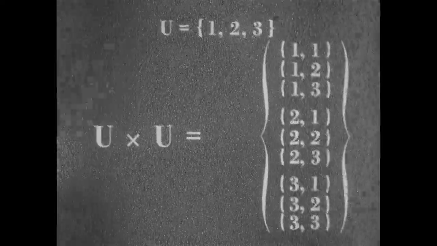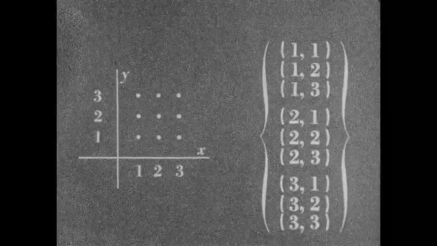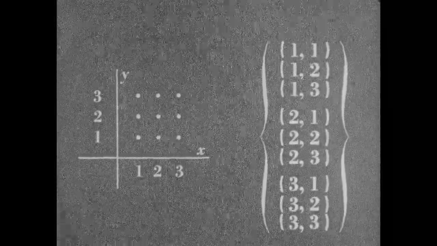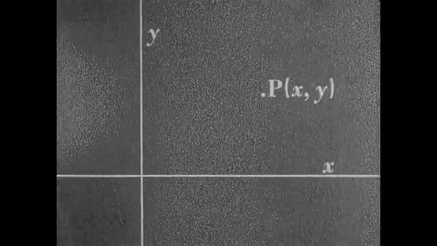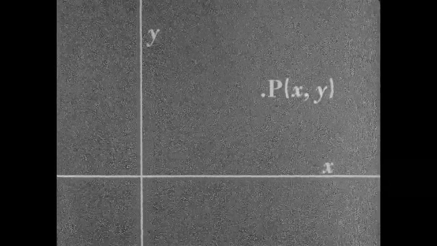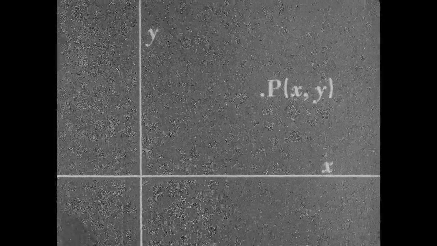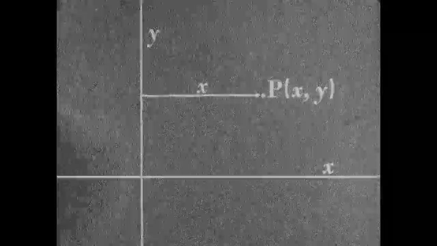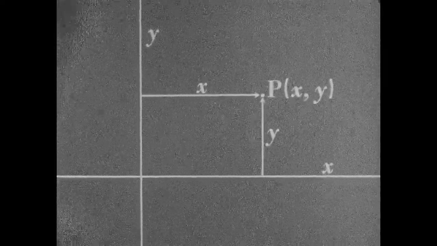We can exhibit U cross U graphically by interpreting its pairs in terms of the usual rectangular coordinate system. X always refers to the first number of the ordered pair x, y, and y to the second. X is the distance across, right or left. Y, the distance up or down.